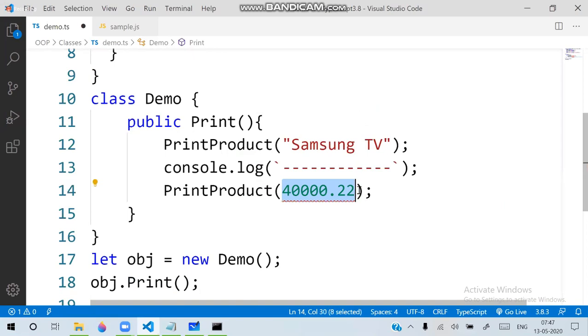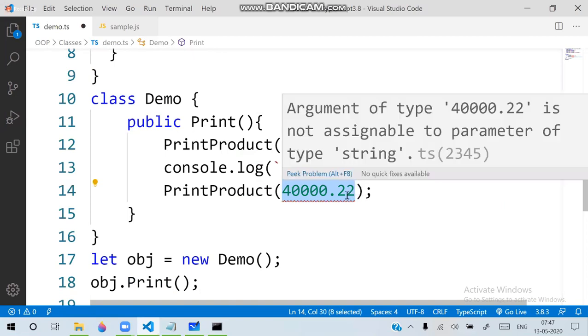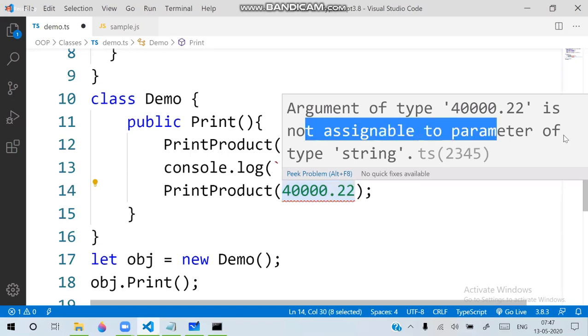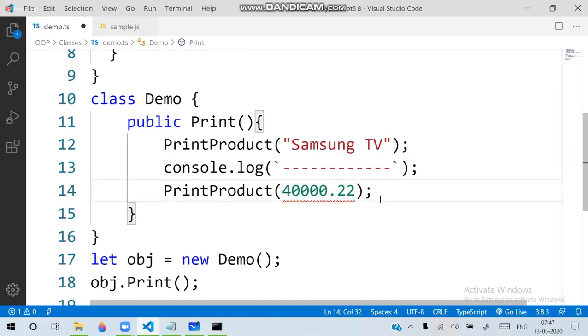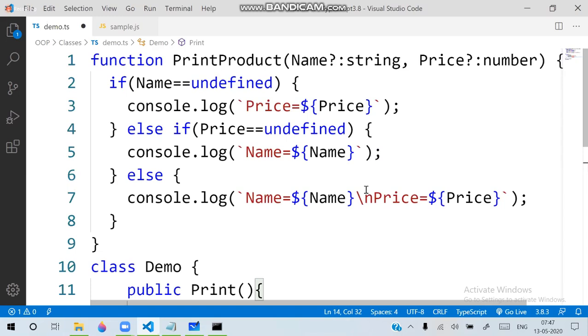That means you cannot directly pass price because according to the order, it is expecting name. See, it is saying not assignable because it is a string type. But you said that it is optional. Optional means it can be defined as undefined. It doesn't mean that you can ignore that. Actually, if you are not defining it, it is by default undefined.